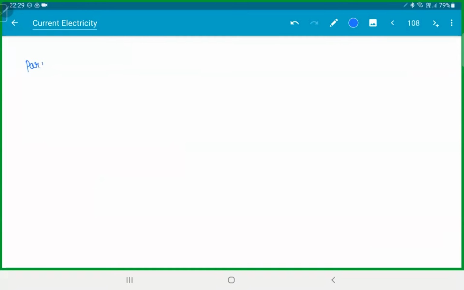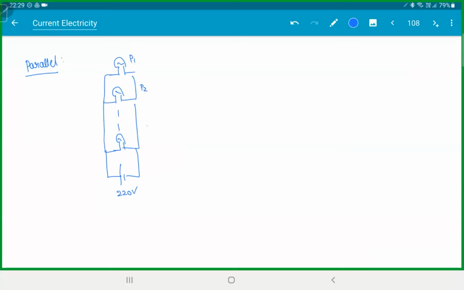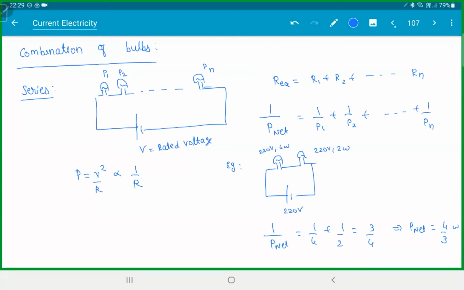What about parallel? If we keep bulbs in parallel, with powers P1, P2, Pn, the net power will be, just add them up, P1 plus P2 plus so on until Pn. So parallel is easy. The power just adds up. For series, this is the formula. Have a look at this.